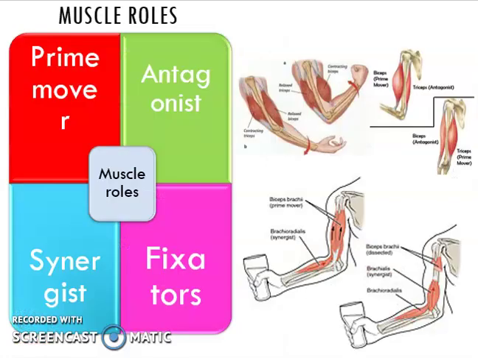In our bodies, there are 4 functional groups of muscles. These contain the prime mover, also known as the agonist, the antagonist, synergist, and the fixators. The prime mover is a muscle which creates the movement and has the largest workload when producing a movement.